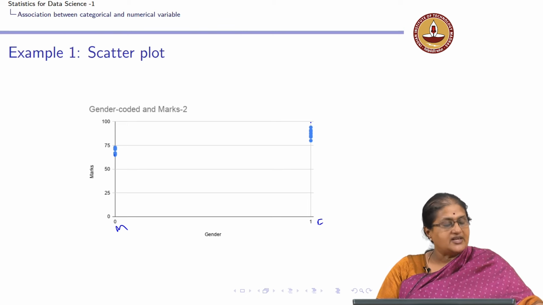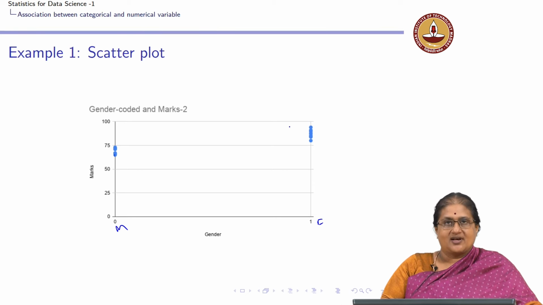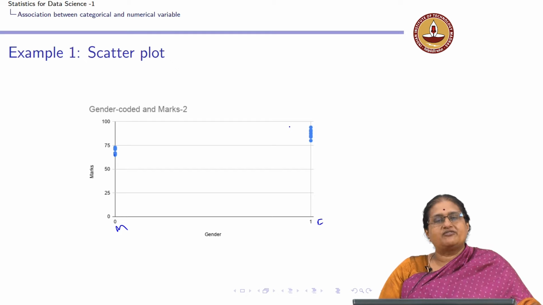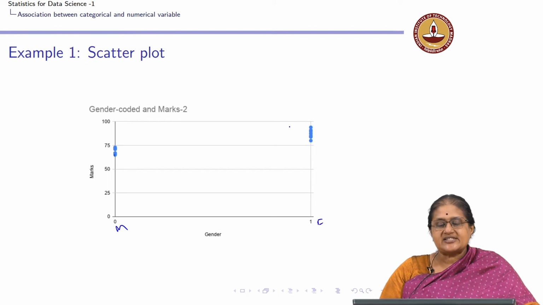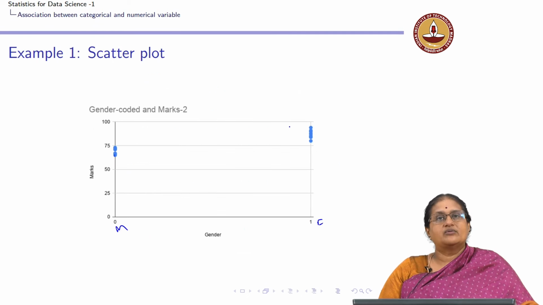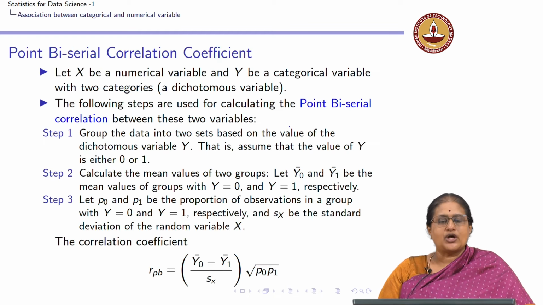So, the question is, again here I do not have a line, I have just these points. Fitting a line for this kind of data is of no use to me. So, how do I summarize the strength of this association? For this we have a measure which we refer to as a point biserial correlation coefficient.